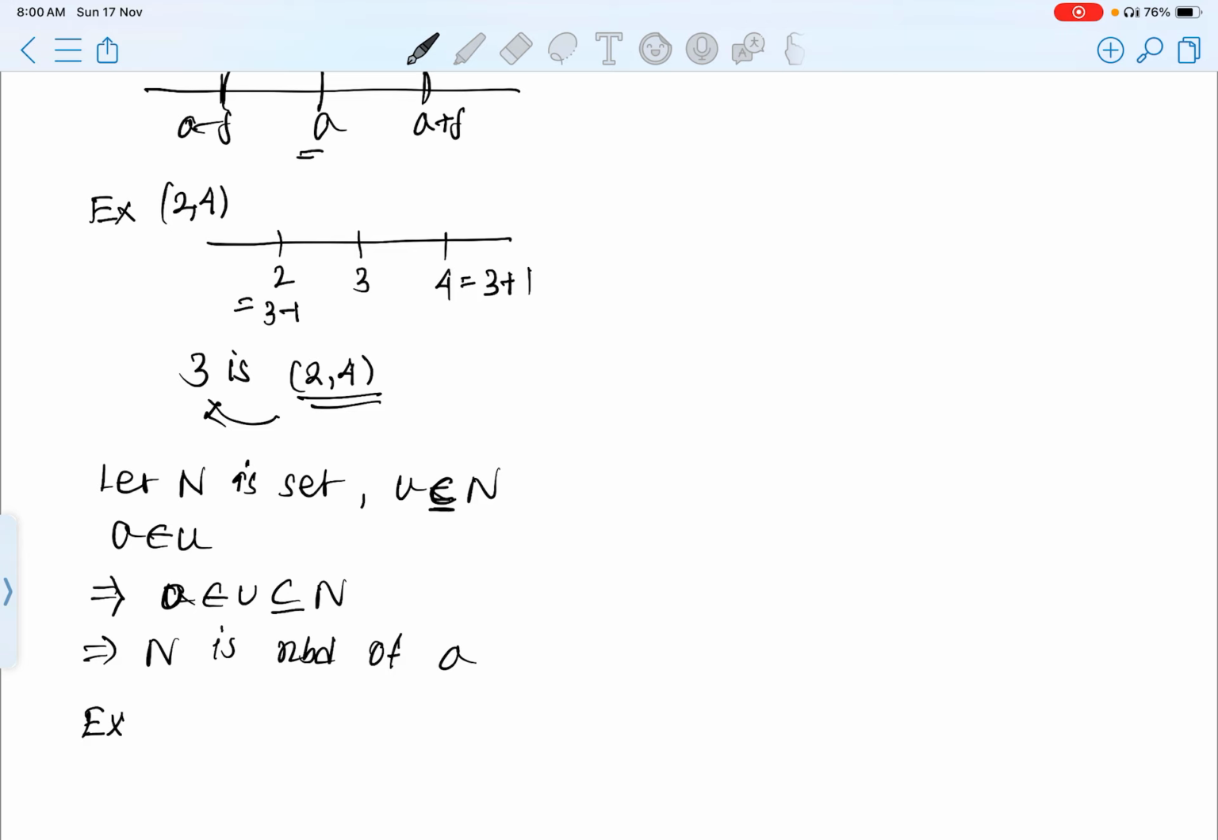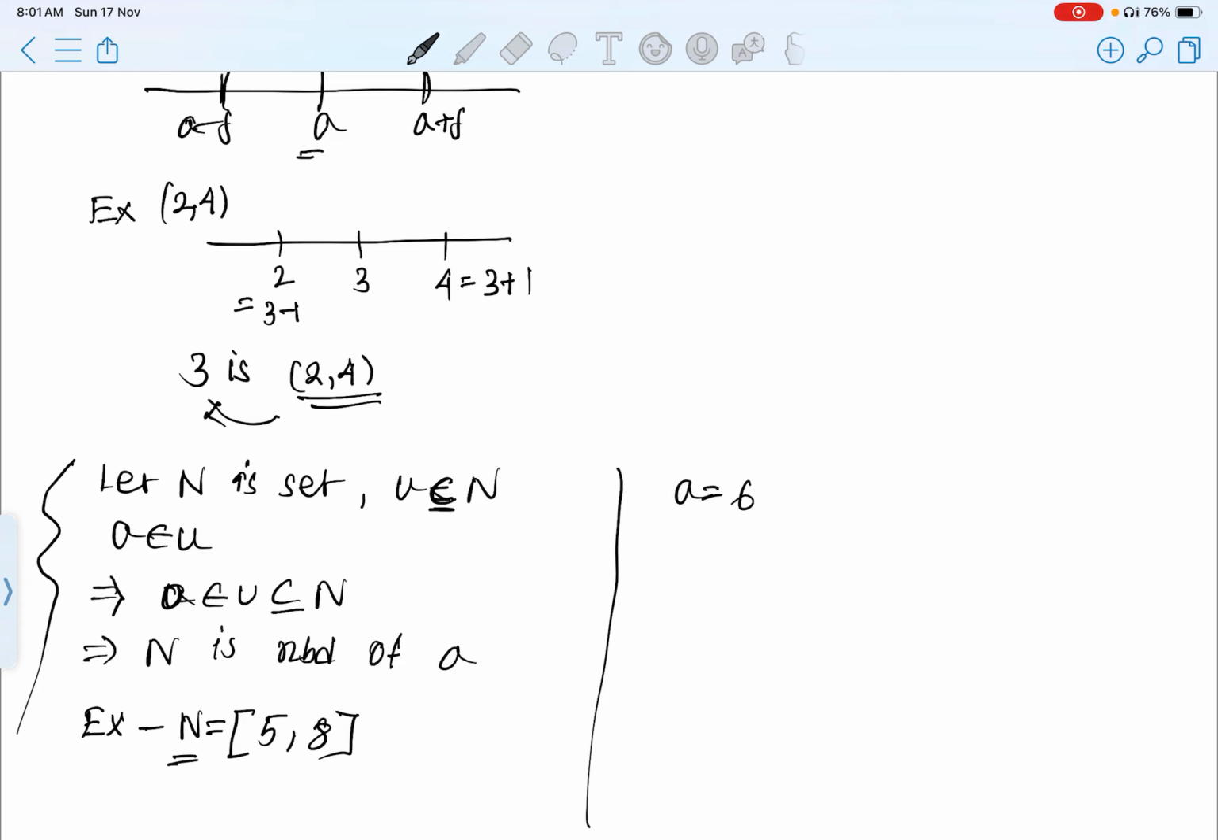Okay, just don't worry. Example: I took one set like the closed interval [5, 8], N equal to that. Clear? Now I want to show that this N is the neighborhood of 6. How to show? Using these definitions only. Okay, how to show? I want to show, take a equal to 6. Now according to our definition, I have to find an open interval.